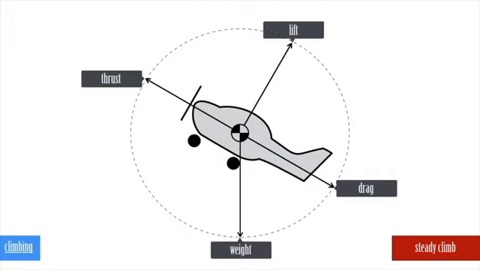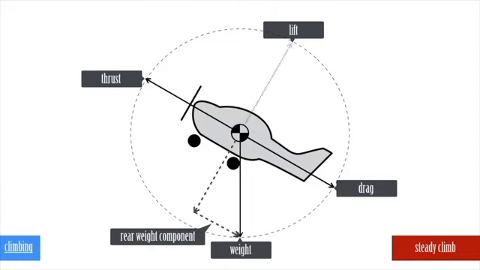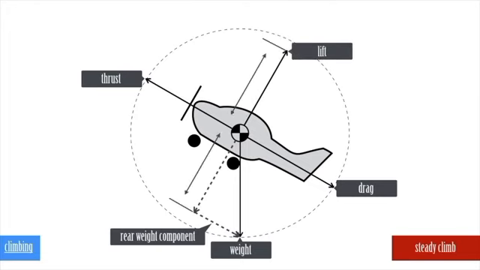In a steady climb, where the forces are in equilibrium, a component of weight points backwards. So weight may be resolved into two vectors: the weight component that opposes lift and the rear weight component. Lift is slightly reduced because the opposing weight component is also reduced, at the expense of the rear weight component.